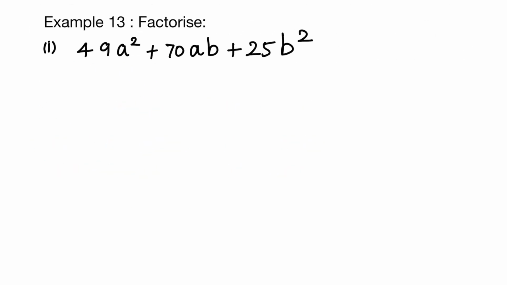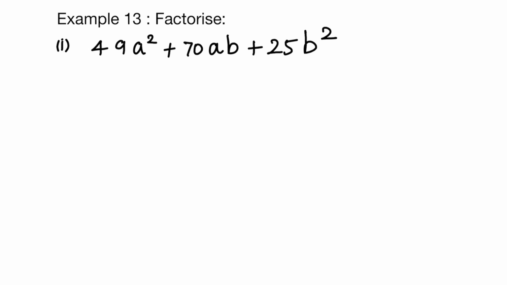Moving on to the next example, example 13, factorize, and we have two subdivisions here. The first subdivision is 49a squared plus 70ab plus 25b squared. Now to solve this question, we are just going to use a little bit of intuition. So this 49a squared can be written as 7a the whole squared. How can it be done? Because 49, as we know, is 7 squared, right? 7 times 7 is 49.